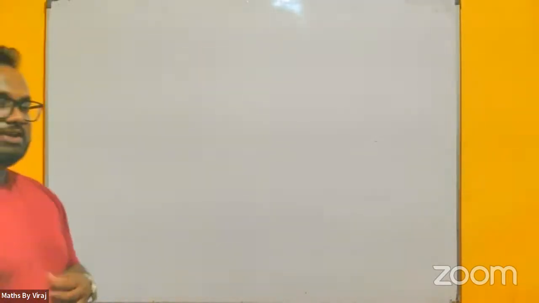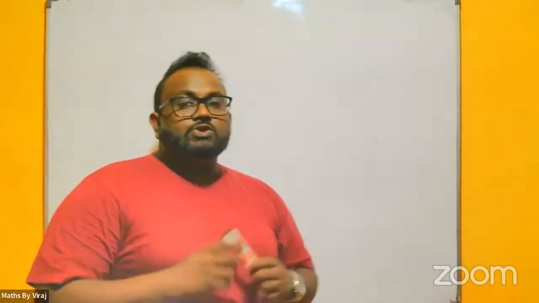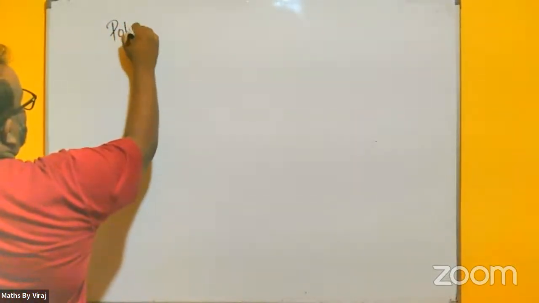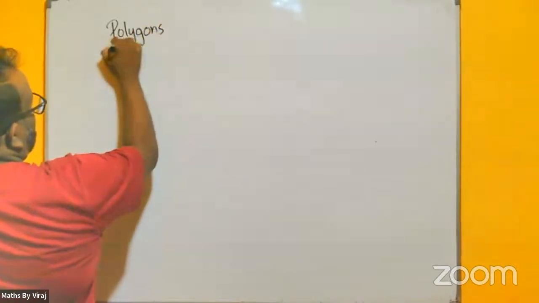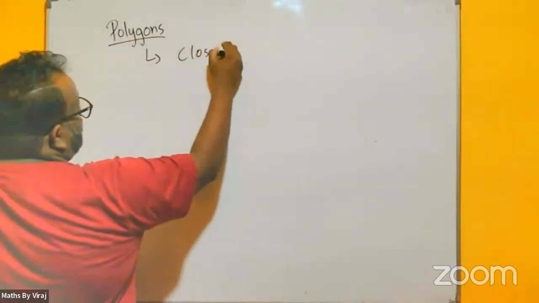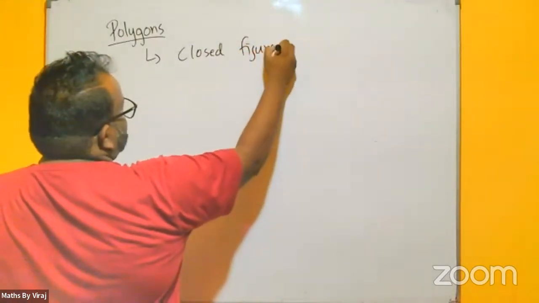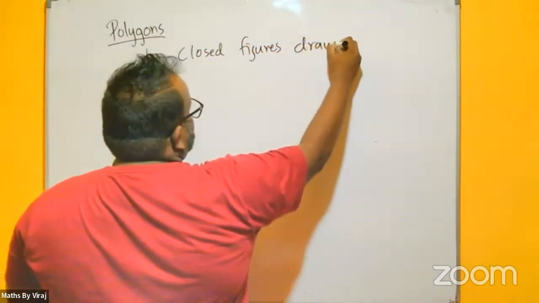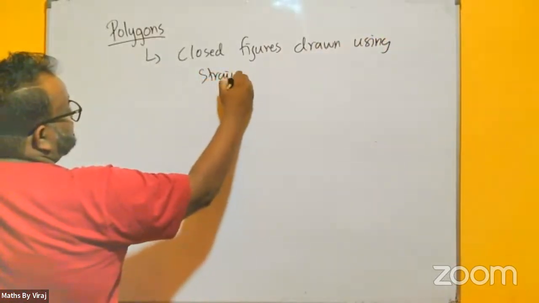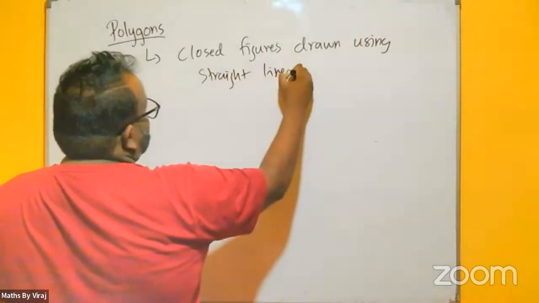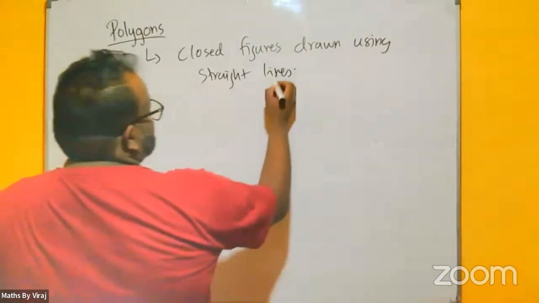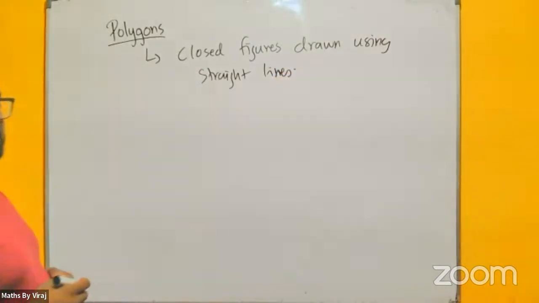Triangles and quadrilaterals. Children, we should understand that all of these fall under polygons. What are polygons? Polygons are closed figures drawn using straight lines. Not curved, not wavy, nothing. Polygons are closed figures drawn using straight lines.